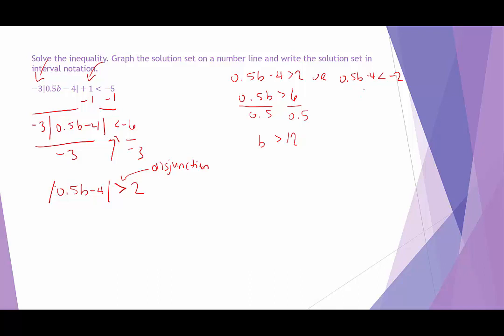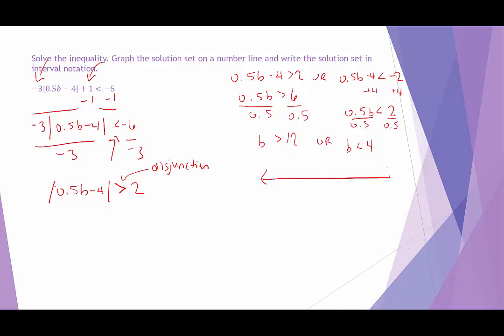Over here, we're going to do the same thing. We're going to add 4 to both sides. That's going to give me 1/2 b is less than 2. And then again, you can either multiply both sides by 2, or you can divide both sides by 1/2, and then how many halves are in 2? That would be 4. So this would be one representation of the solution.